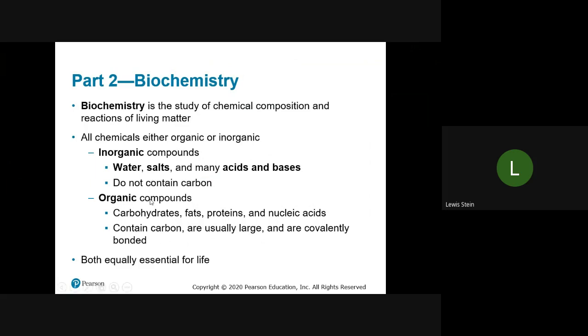The organic compounds are 4 basic groups, and I will cursorily look at 3 of those and take a much more detailed look at the nucleic acids, specifically the DNA. They contain carbon, and usually are large, covalently bonded, and again, you'll see carbon to carbon and carbon to hydrogen. But being important for living is certainly all part of it.